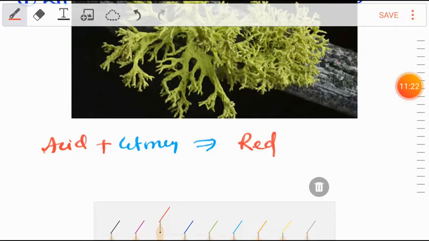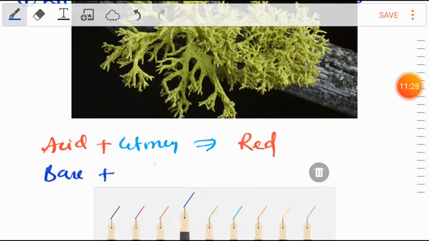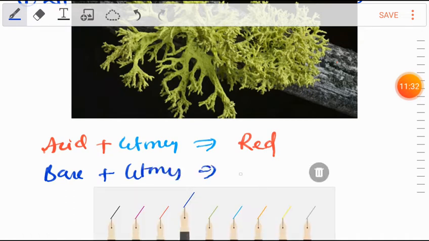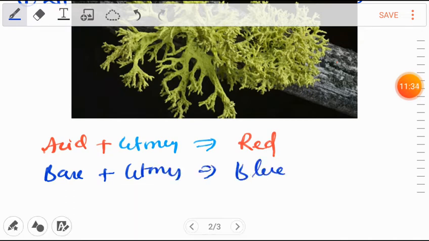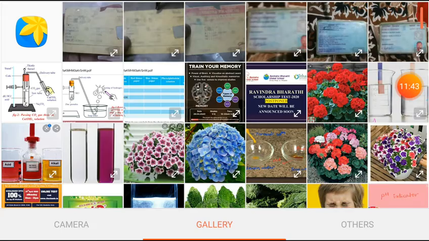So base, we know that base plus litmus gives blue in color. So that is extraction of red cabbage. I want to show you the image, you can understand clearly.